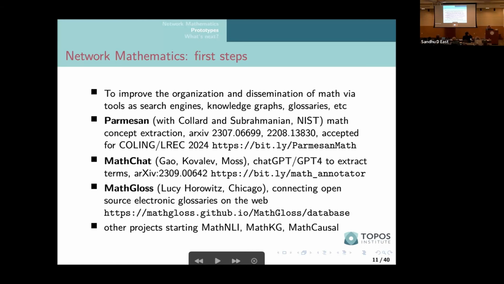That's good. Okay. So now you're going to say, what are you talking about, Valeria, in terms of little prototypes? What I'm talking about are 3 little things, because I have not been able to secure funding for this project. So it's all done whenever people have time and whenever they want to help me. I'm going to talk to you about Parmesan, which is with Jacob Collard and Eswaran Subrahmanian at NIST. We have been doing that for quite a while. We have 2 archive preprints, and a website where you can play with it.